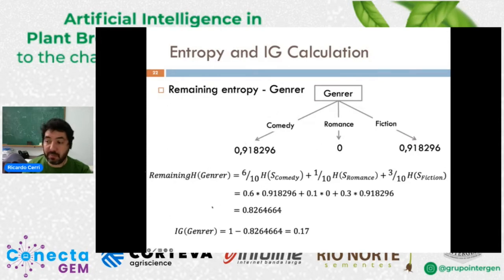Then I calculate the remaining entropy, which is the summation of all these entropies multiplied by the respective probabilities of observing the samples in the subsets. So 6 by 10, 1 by 10, and 3 by 10. So I have a remaining entropy of 0.8264664, and the information gain for the feature gender is 1, the entropy of the whole data set, minus the remaining entropy of the feature gender, which is equal to 0.17.